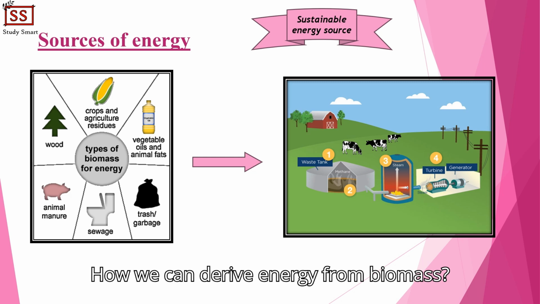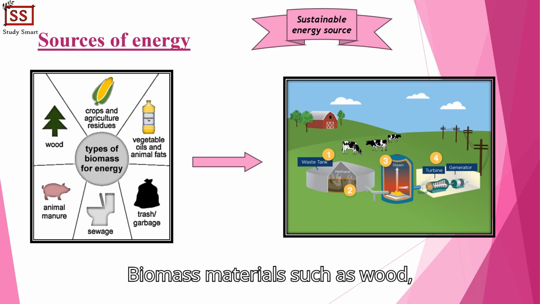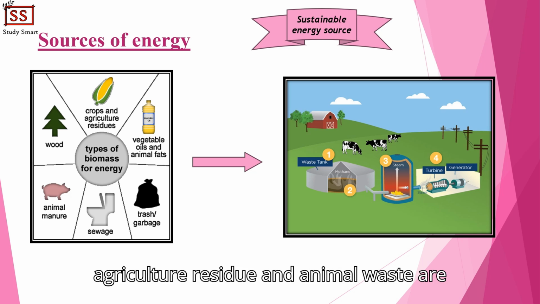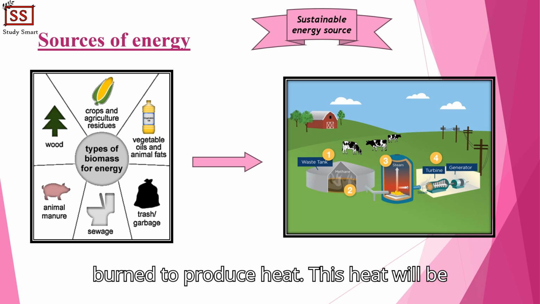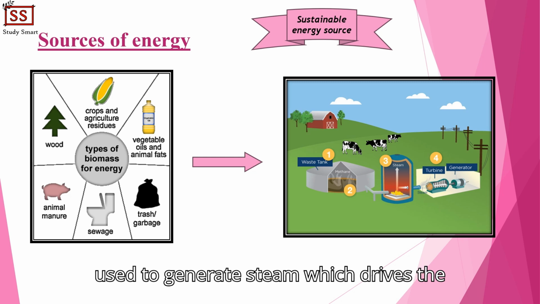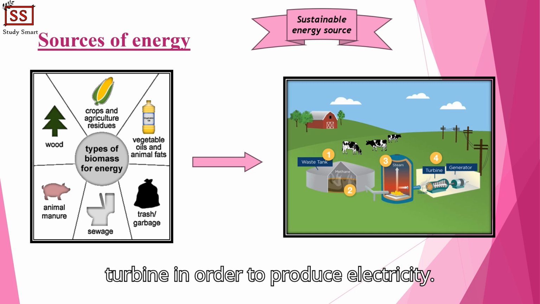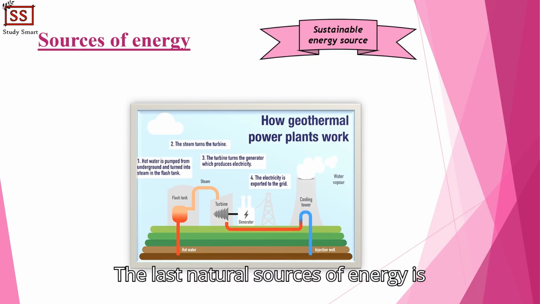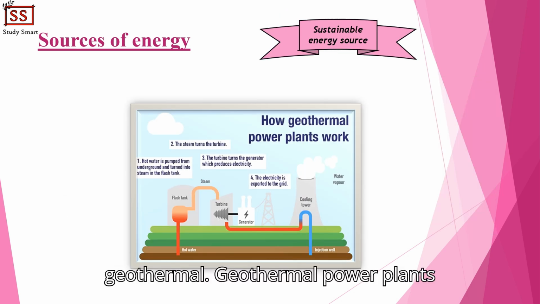How we can derive energy from biomass? Biomass materials such as wood, agricultural residue and animal waste are burned to produce heat. This heat will be used to generate steam which drives the turbine in order to produce electricity. The last natural source of energy is geothermal.